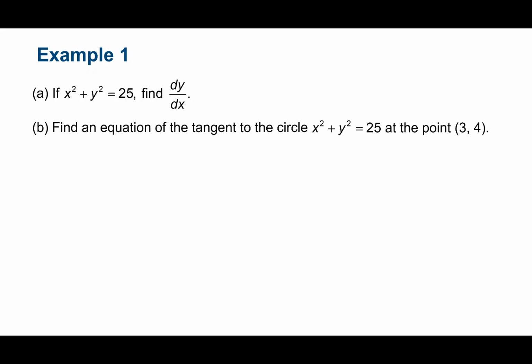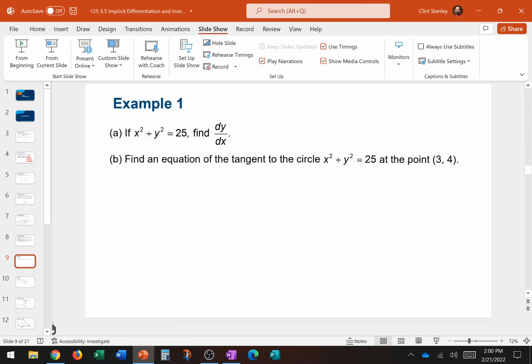Let's look at this one. We're going to use our circle equation, x squared plus y squared equals 25. We want to find dy dx, so the derivative of y with respect to x. We're going to keep in mind that we're treating y as its own function of x. So let's go over to our scratch paper here, and we'll do that where we have plenty of room.